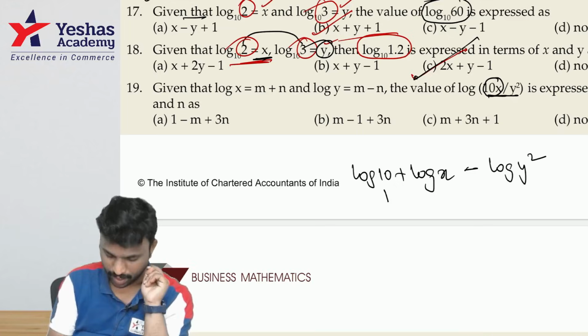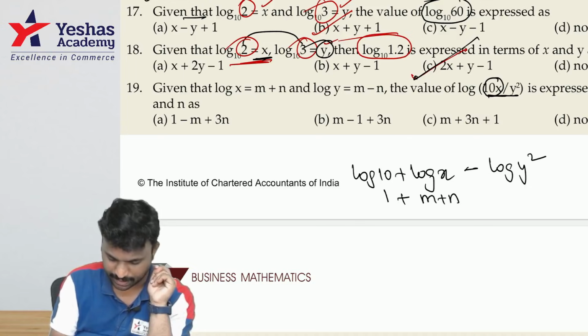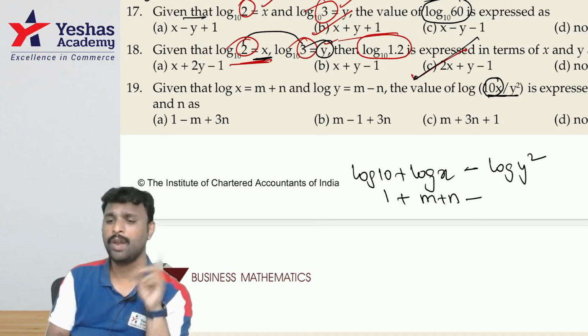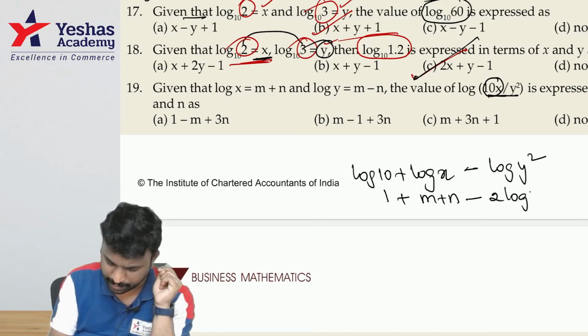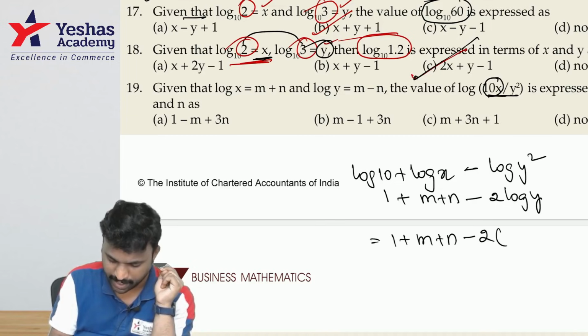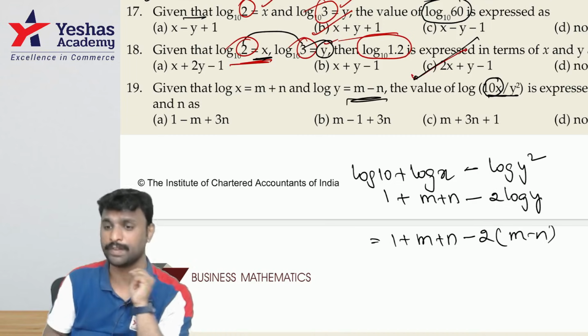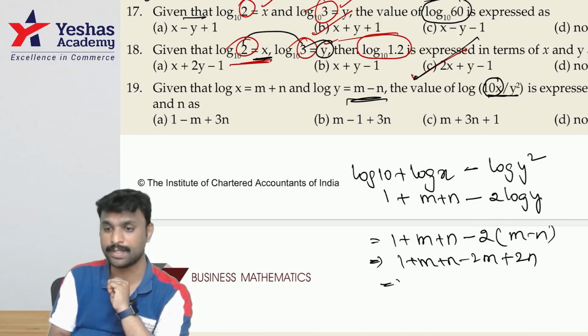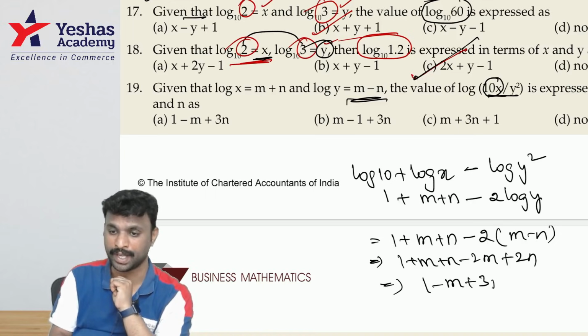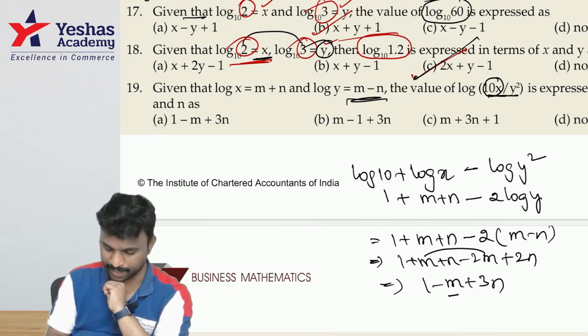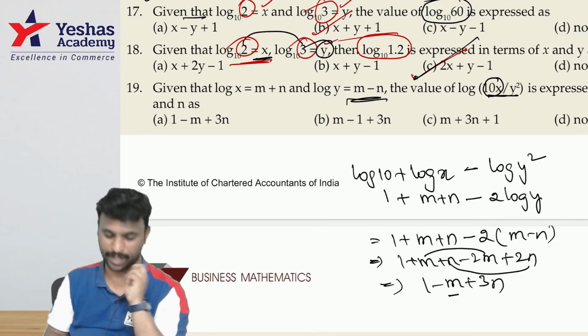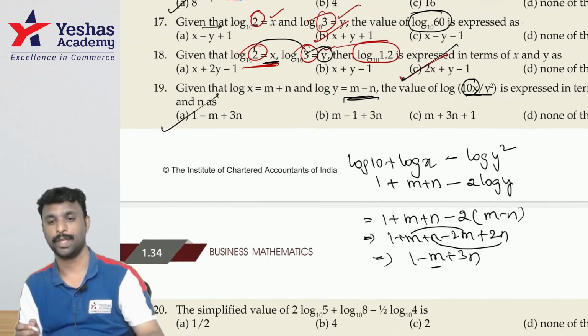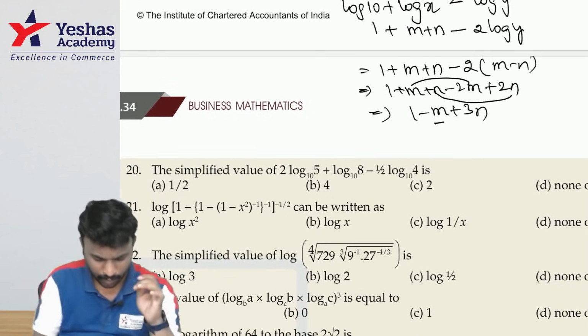What is log 10? 1. What is log x, as given? m plus n. Correct? Minus, log y square can be written as 2 log y, isn't it? Now just make the substitution for log y as well. Log y is given to be m minus n. Just do the simplification: 1 plus m plus n minus 2m plus 2n. This results in 1 minus m plus 3n. How come? m minus 2m is minus m, n plus 2n is 3n. That means option A. You understood? Let's move on to the next question.